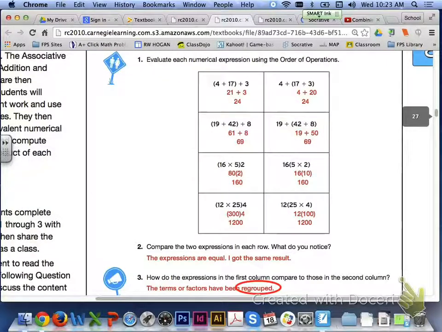As you can see from the answers that you came up with in the table, for number 2, the expressions are both equal. You're going to get the same result for each of them in the first column and in the second column. All that has happened, if you look at the answer for number 3, is that the terms or the factors have been regrouped.